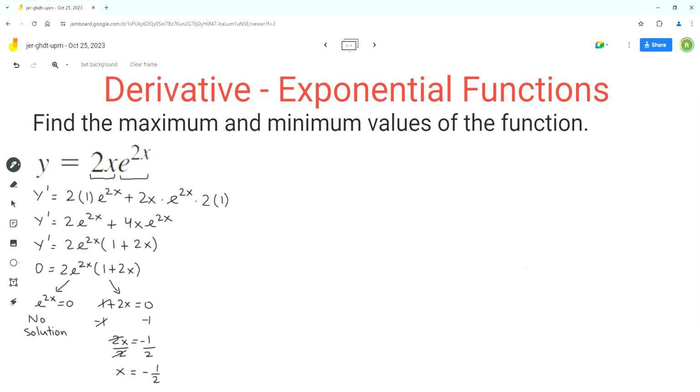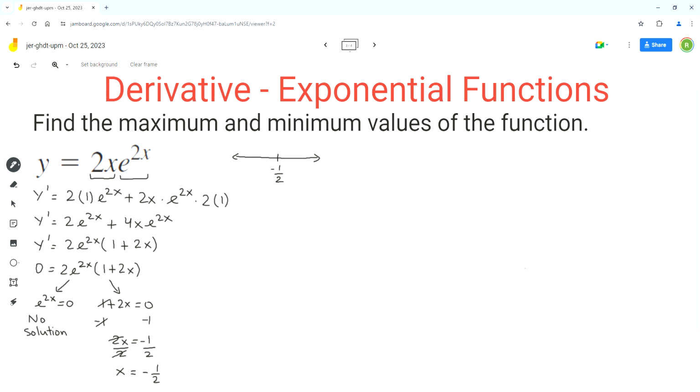Now we can use the first derivative test to analyze this critical number to find whether it represents a local maximum or local minimum. So we have to find the sign of the first derivative on the left side and the right side of this critical number. So we can use the number line method. So we can show this critical number. This critical number divides the number line into two parts.